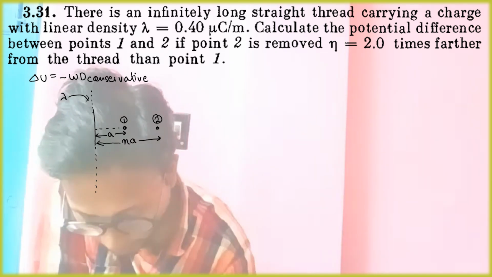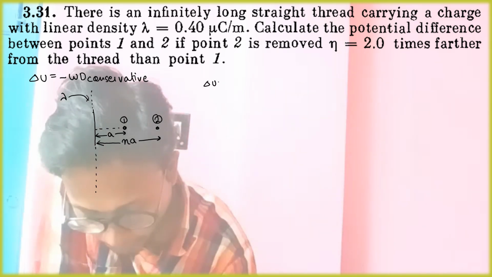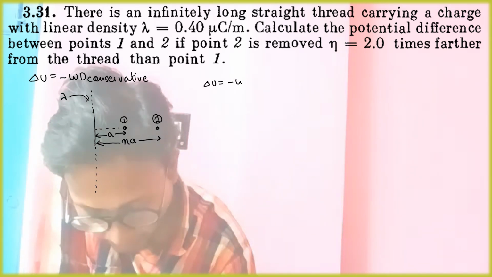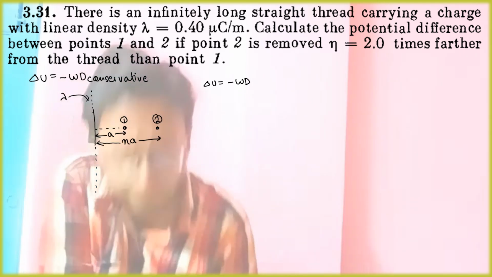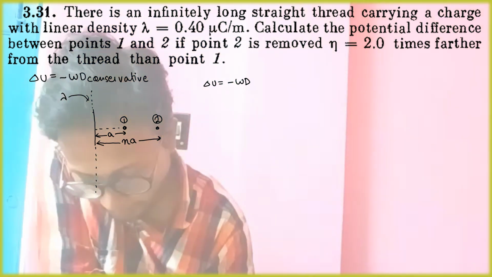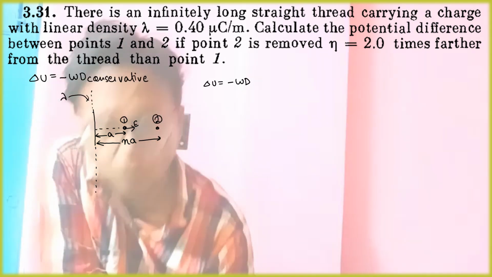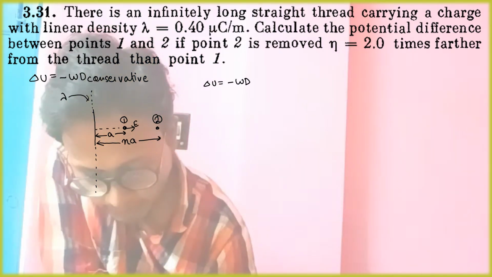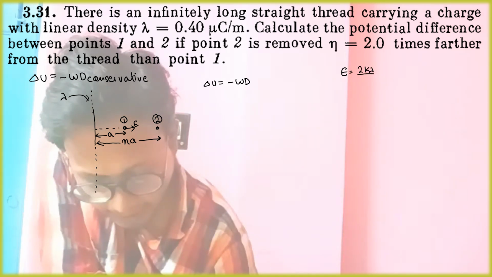Now I have to find out the potential difference between point 1 and point 2. So can I say the potential difference between point 1 and point 2 is nothing but the negative of work done by a conservative force in bringing a unit coulomb of charge from this point to this point, isn't it? So if I keep a positive charge out here, what is the electric field or the force on 1 coulomb? Force on 1 coulomb is nothing but E equals 2k lambda by r.